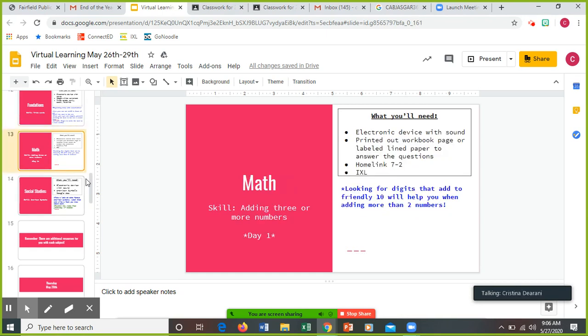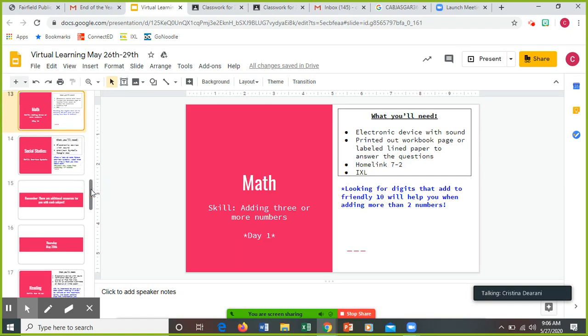And for math, okay, that assignment was up there yesterday. So you're going to be adding three or more numbers. So this is going to be day one of it. So you need an electronic device with sound. You could print out the workbook page or write it on paper. There's a home link and IXL. So you're looking for digits that add to the friendly number 10. That will help you when you add more than two numbers together, because it's tricky when you have to add three or more numbers. Definitely tricky. So you want to make some friendly numbers.